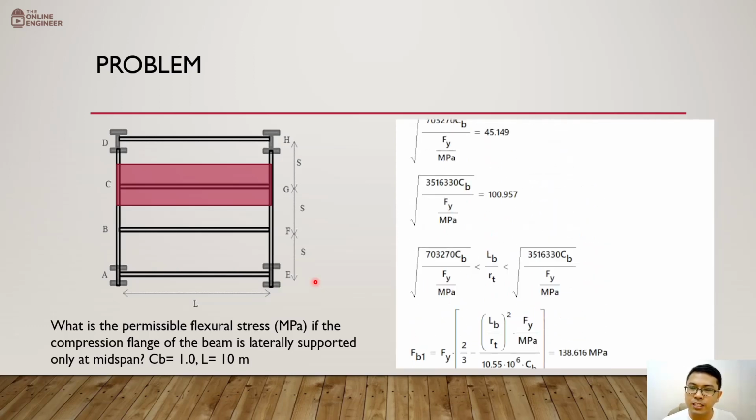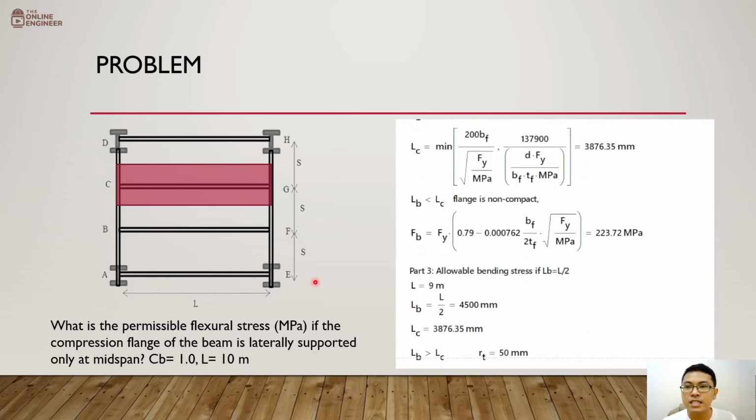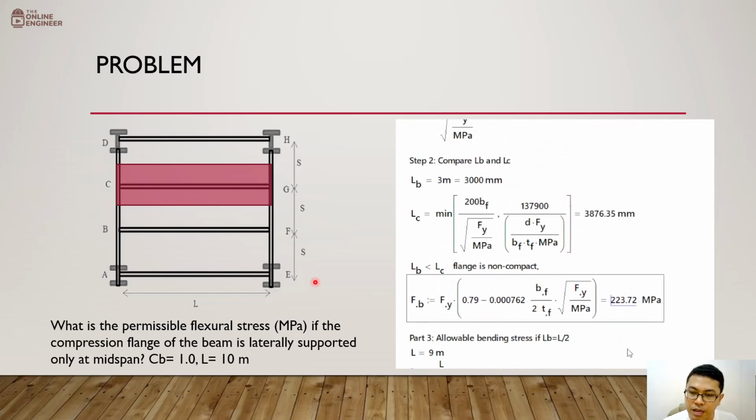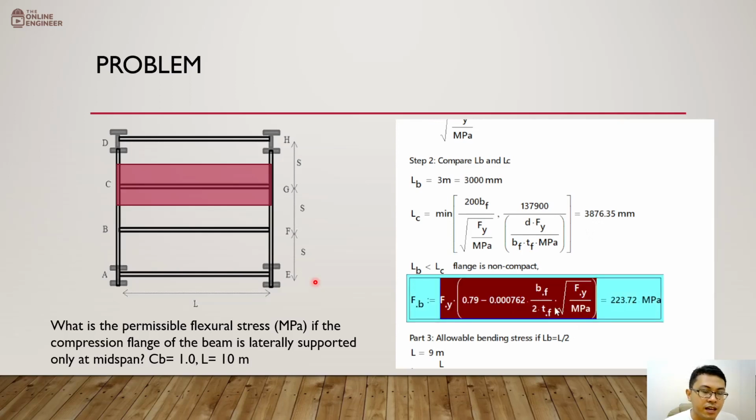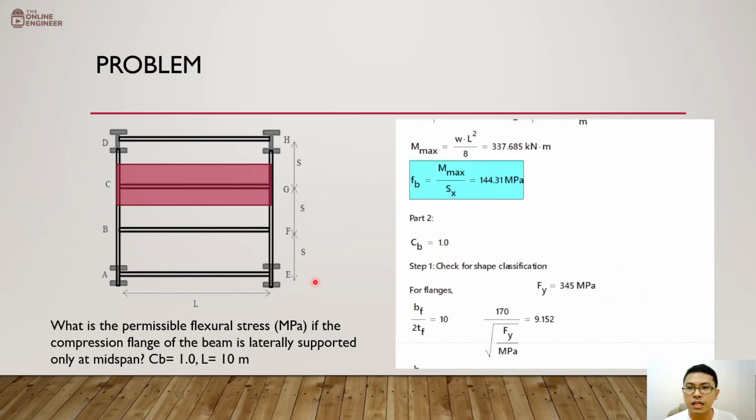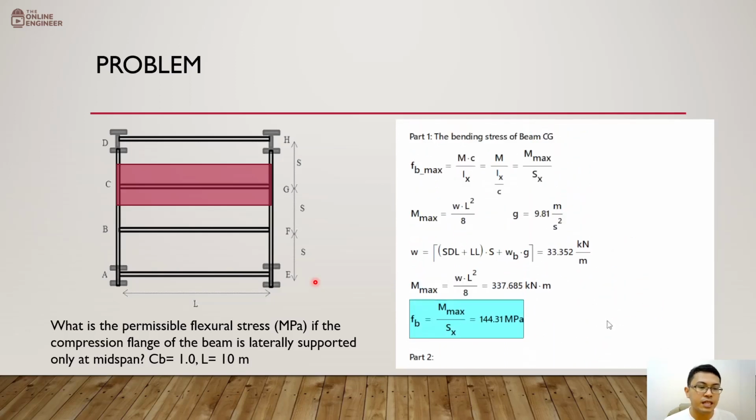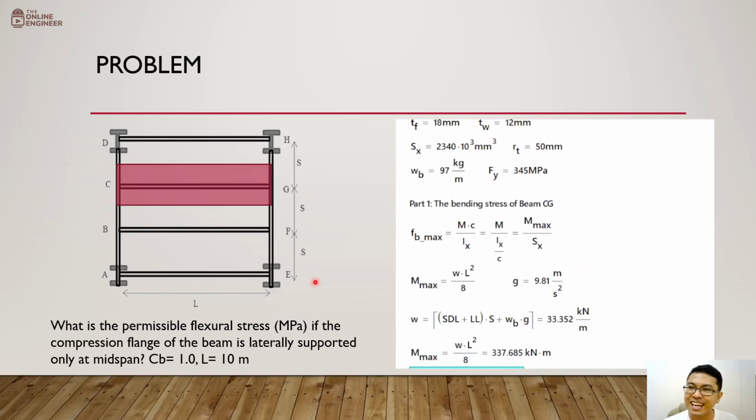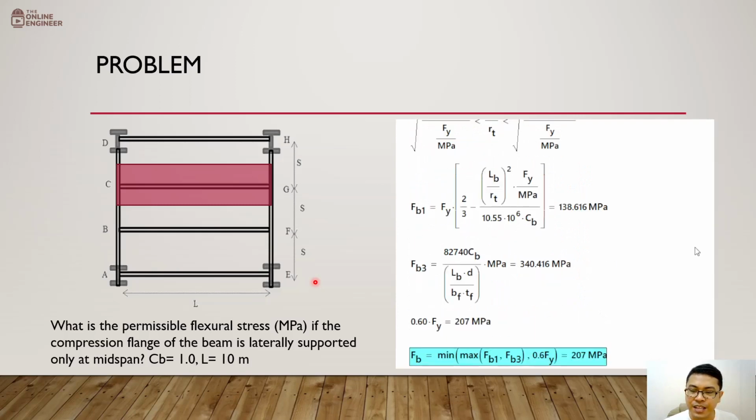Our second question earlier, the answer was 223.72. Let me just have this highlighted, following the formula here according to the code. And for the first question, that was 144.31 megapascal.